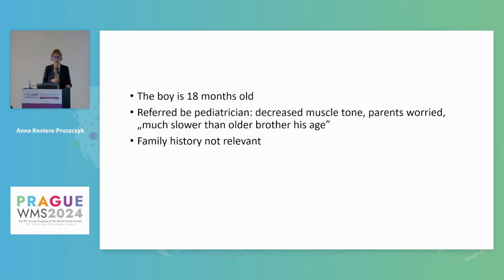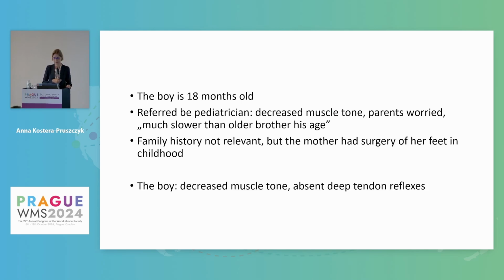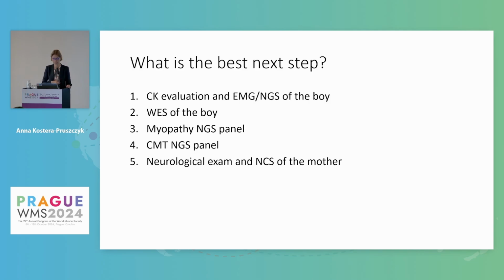Parents worried because he's much slower than older brother his age. His milestone was still normal. The family history was not relevant. As you could see, some proximal weakness maybe, but the mother had surgery of her feet in childhood. The boy has decreased muscle tone, absent deep tendon reflexes, it's really easy.